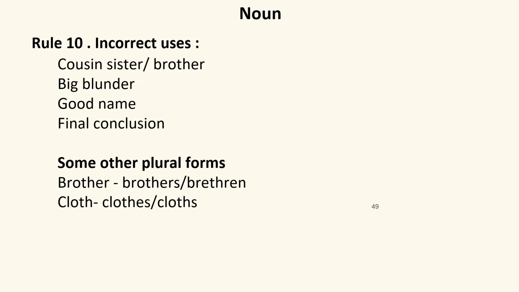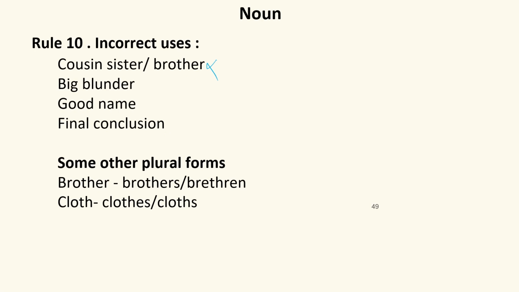Now let's have some other rule of it. Now there are some incorrect uses of noun, or you can say we use nouns incorrectly. If I say cousin sister or cousin brother, that is incorrect, as we have already seen that the cousin word is a common gender. So we do not use cousin sister or brother.